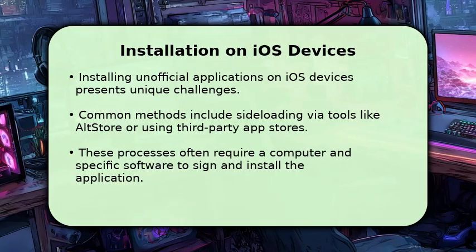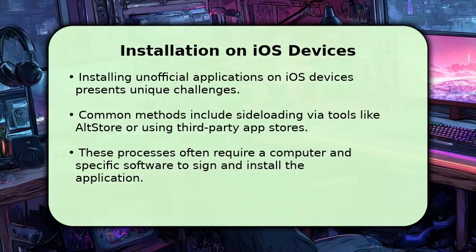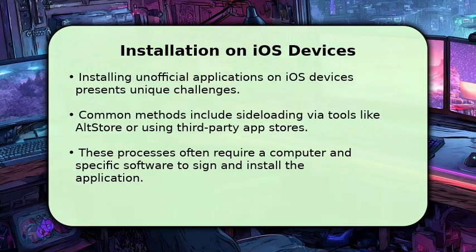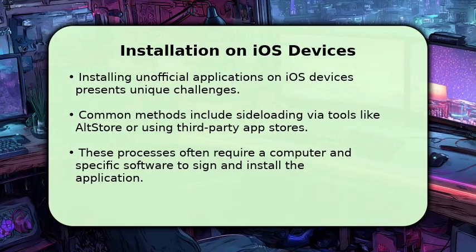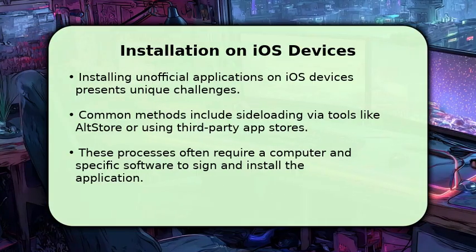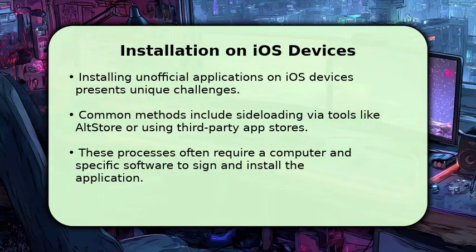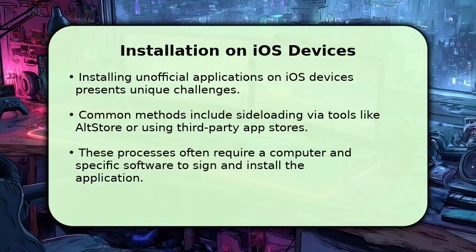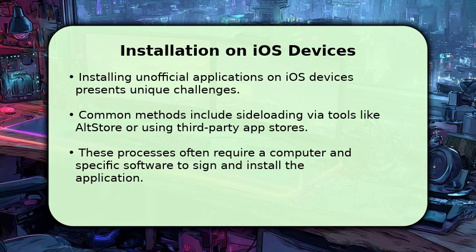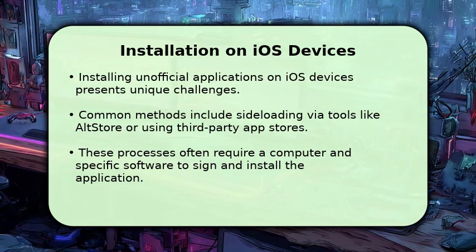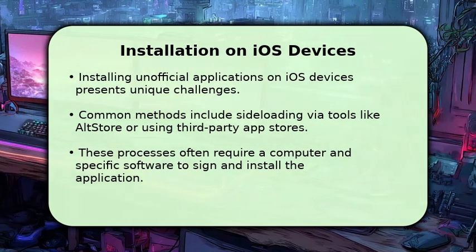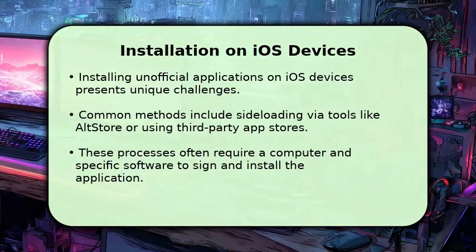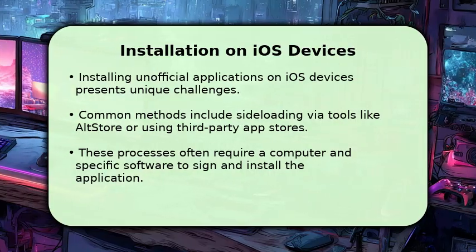Installing applications like Delta Executor on iOS is not as straightforward as downloading from the App Store. You'll typically need to explore methods such as sideloading, which involves using a computer and specific tools to transfer the app. Alternatively, some users might look into third-party app stores. These processes often require several steps, including trusting developer profiles, and it's crucial to understand the security implications before proceeding with any unofficial installation method on your device.